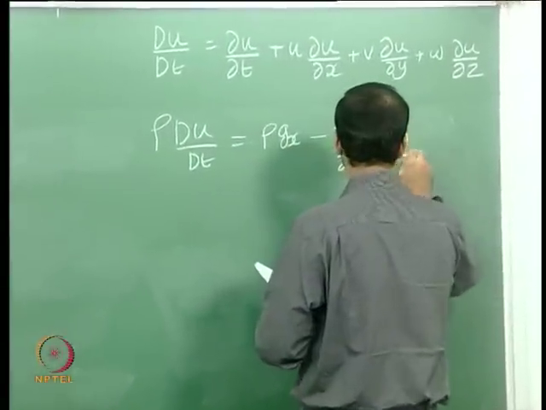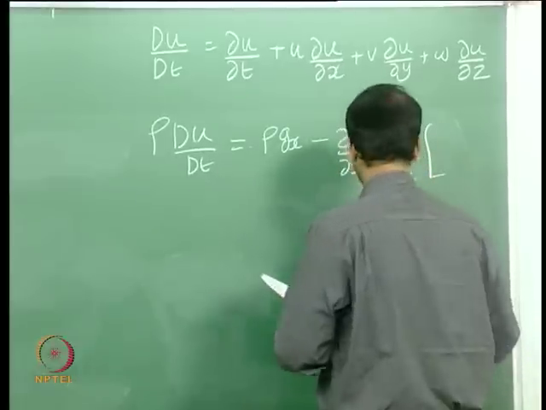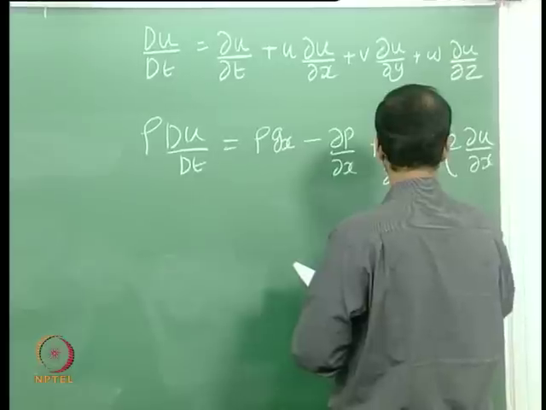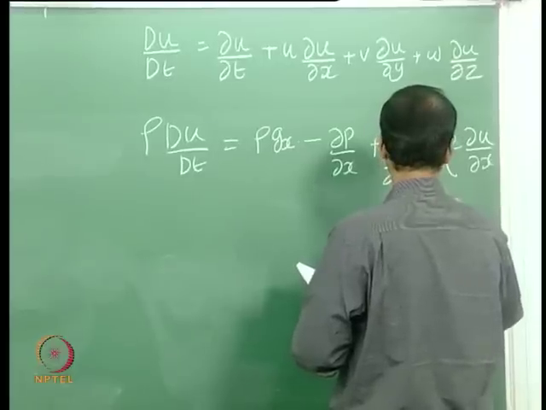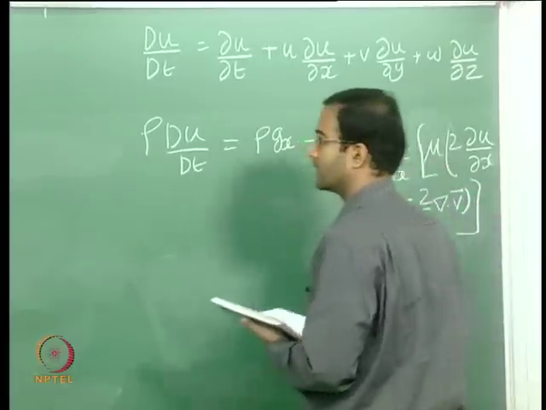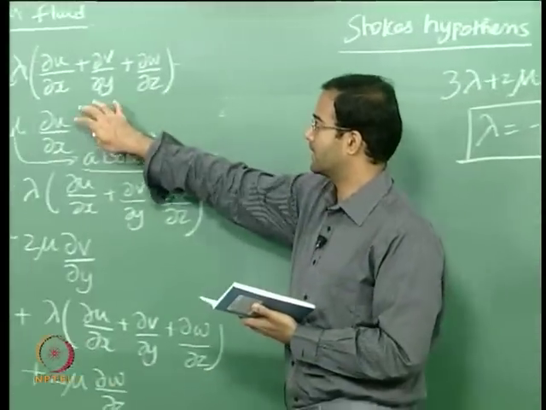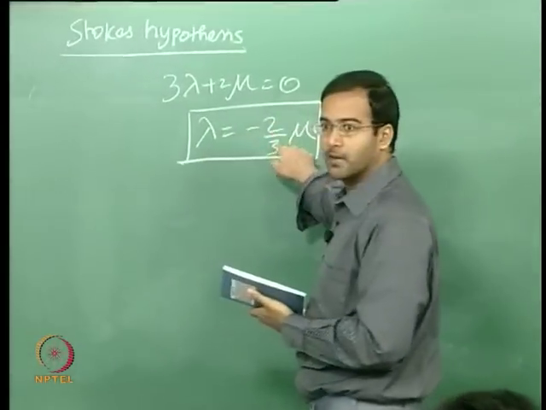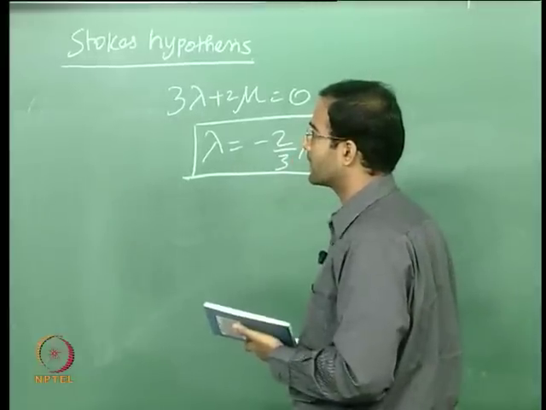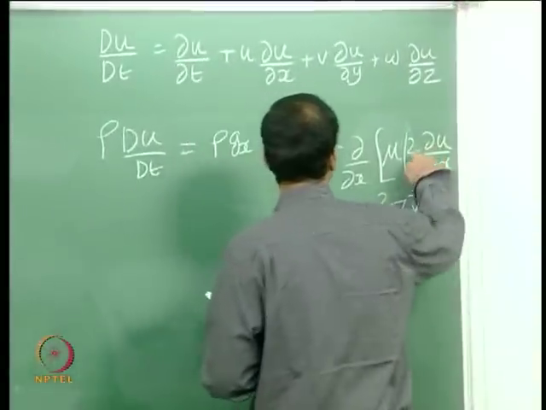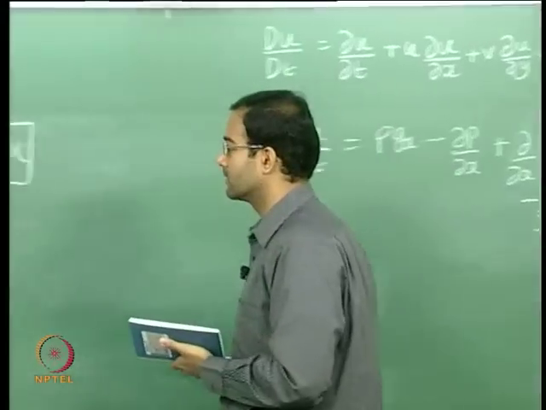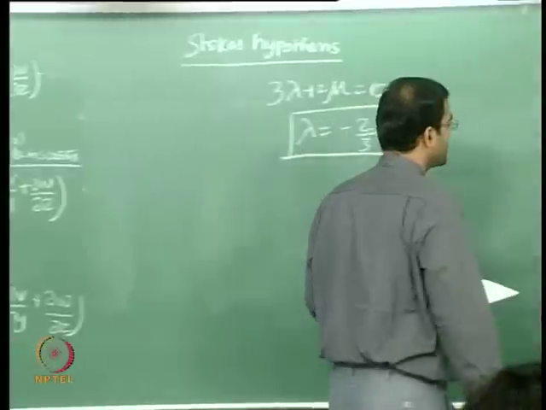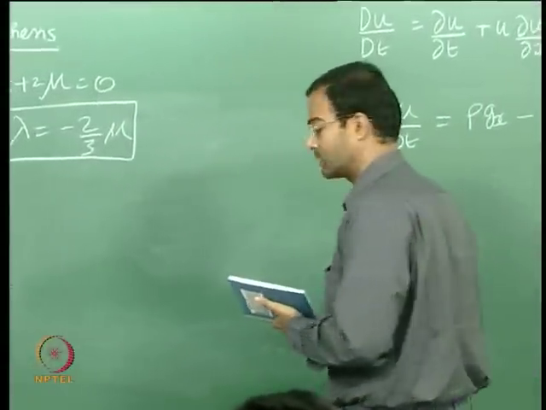So I can say d by dx, okay. So nu into 2 du by dx minus 2 by 3 into del dot v, which is the divergence. The divergence is actually given by this term right here. This is the del dot v term, okay. And 2 by 3 comes because your lambda is equal to minus 2 by 3 nu, okay. Apart from that, you also have your du by dx, 2 nu du by dx, okay. That is essentially coming from this term right here, okay. So I am just grouping the terms under the normal stress, okay.